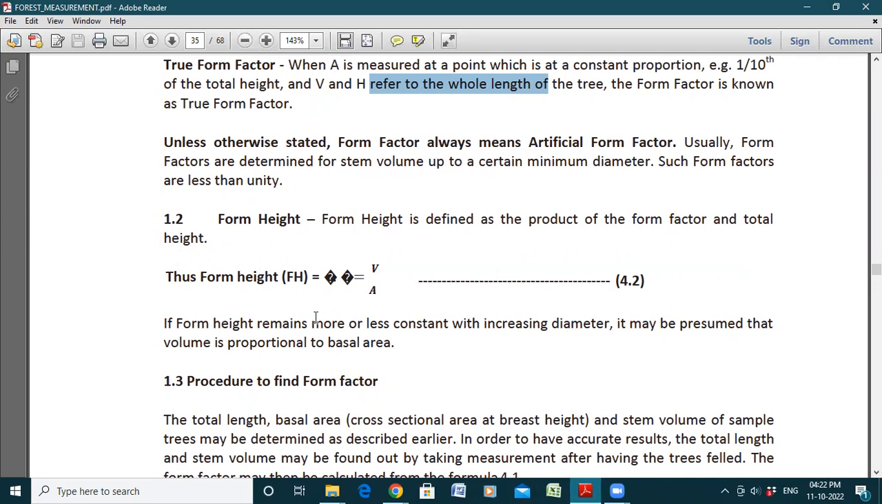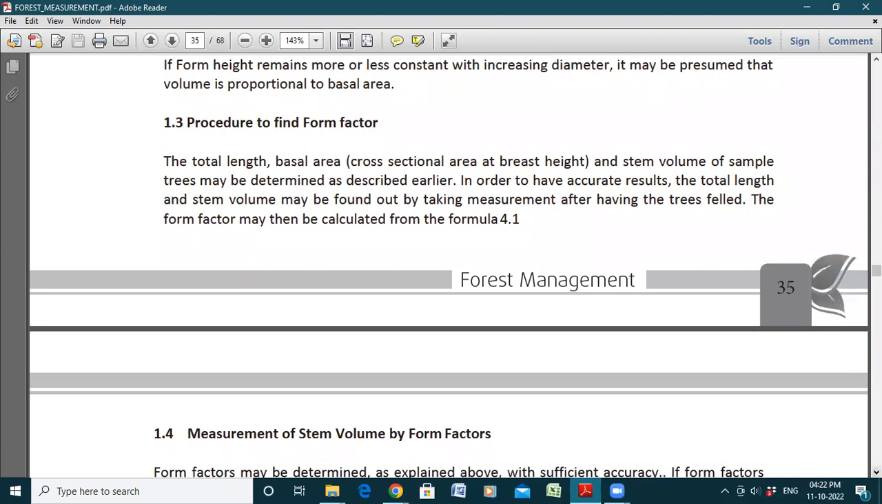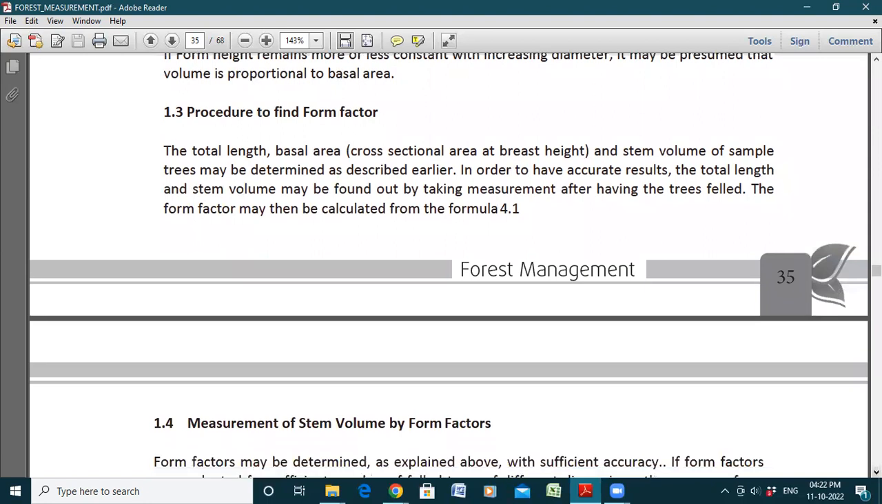If form height remains more or less constant with increasing diameter, it may be presumed that volume is proportional to the basal area. Then the procedure to find out the form factor. Total length, basal area, that is cross-sectional area at breast height, and stem volume of sample trees may be determined like we have done earlier.